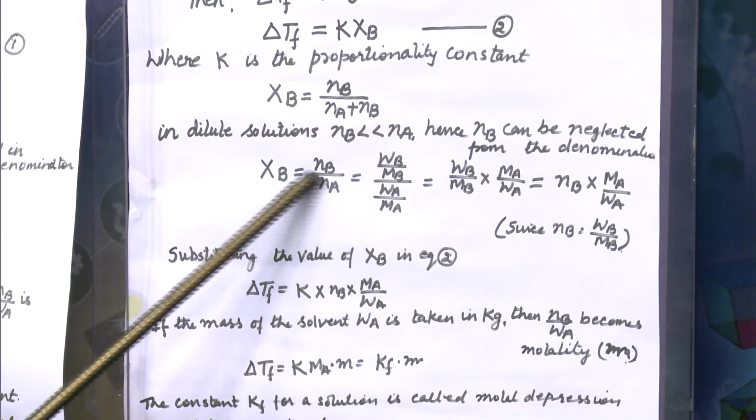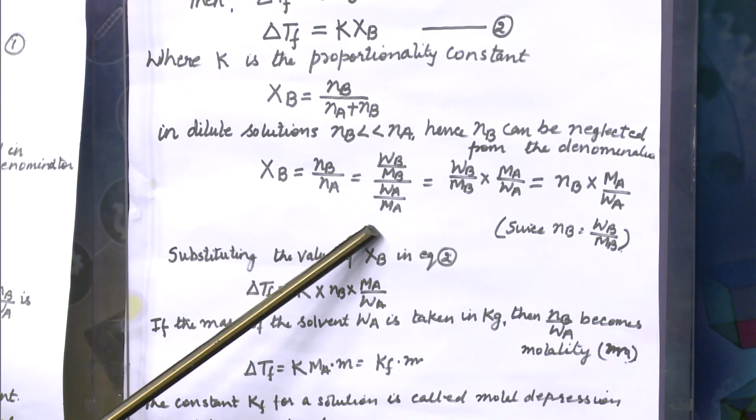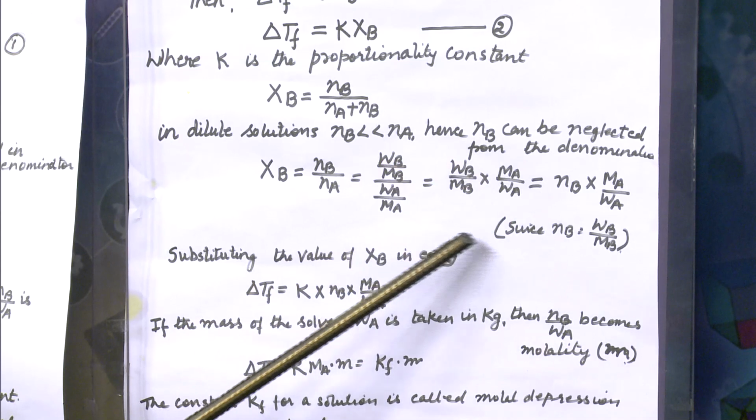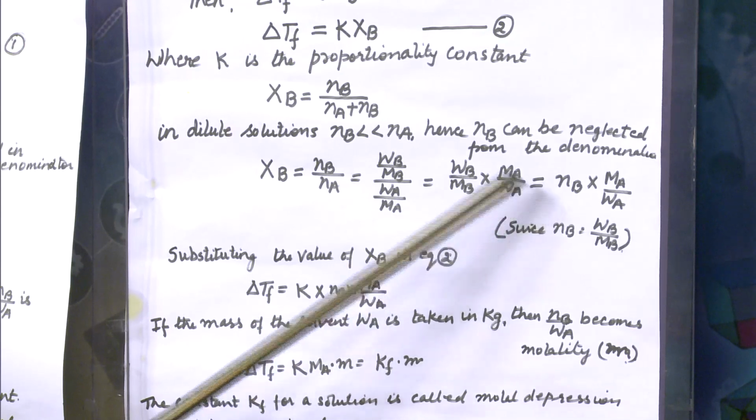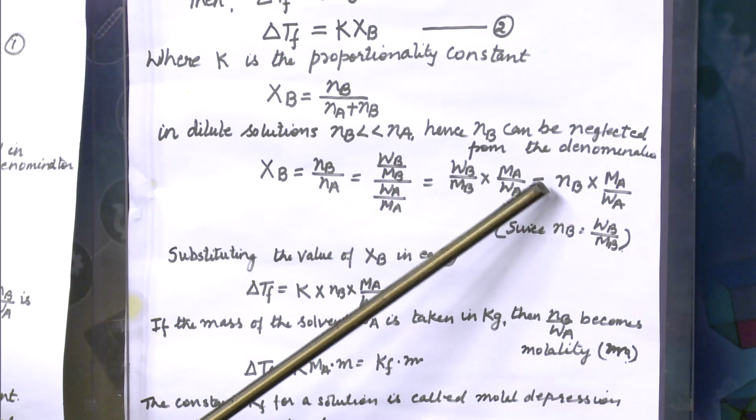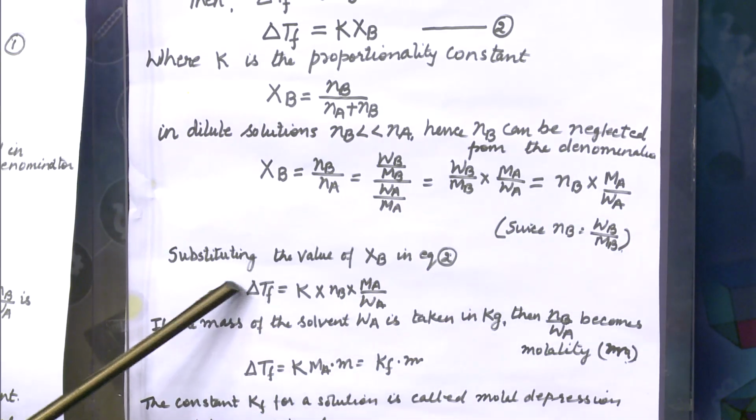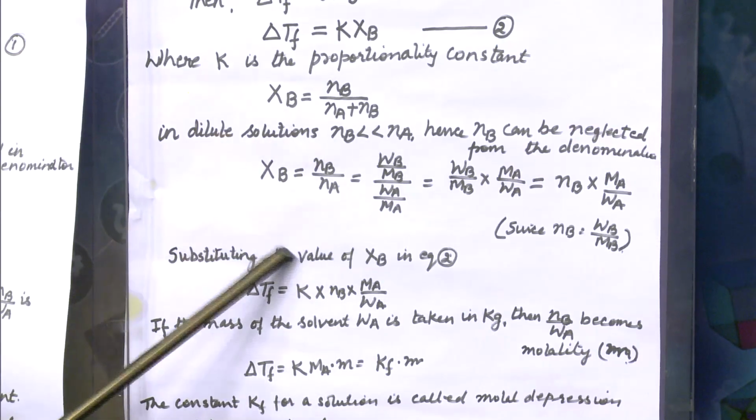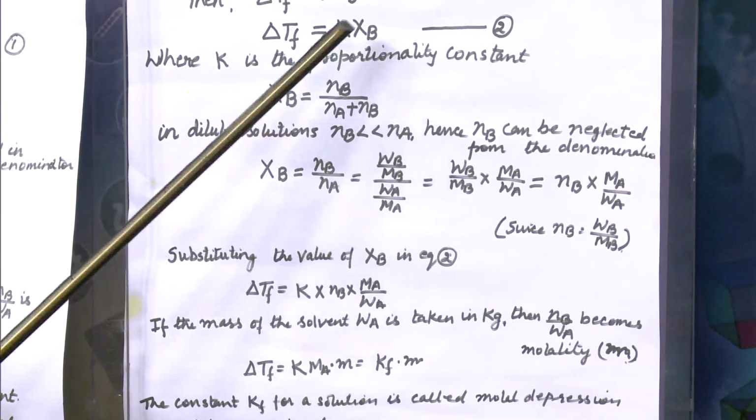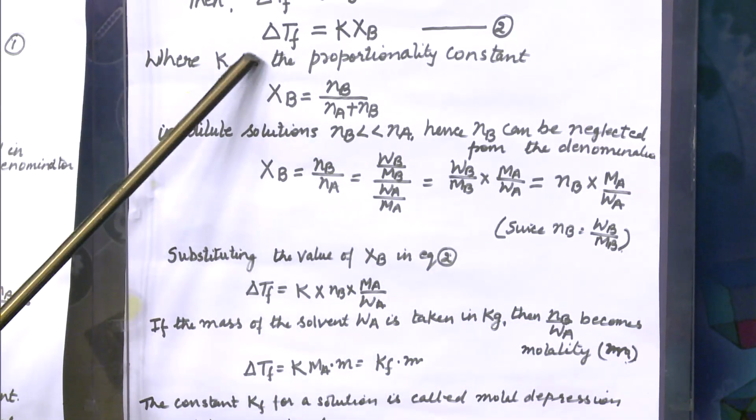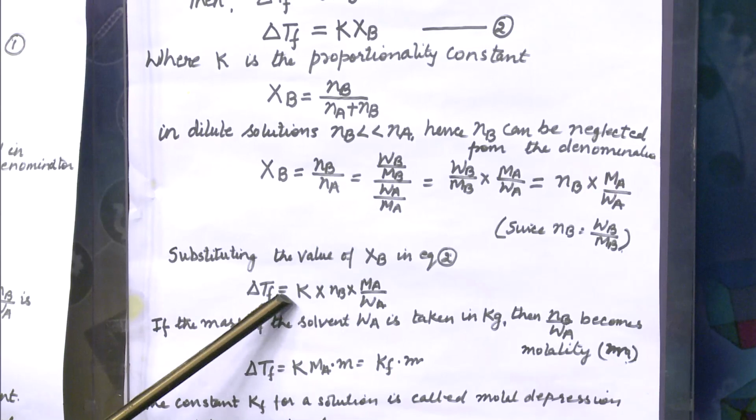So, now here Nb is equal to Wb upon Mb and Na is equal to Wa upon Ma. Now, we will arrange it, we get this, and we know Wb upon Mb is Nb. So, substitute this by Nb, so you get Nb into Ma upon Wa. Now, substituting this value, Xb value we get Nb into Ma upon Wa. Let's put this value in equation 2. So, equation 2 was delta Tf is equal to K Xb. So, delta Tf is equal to K.